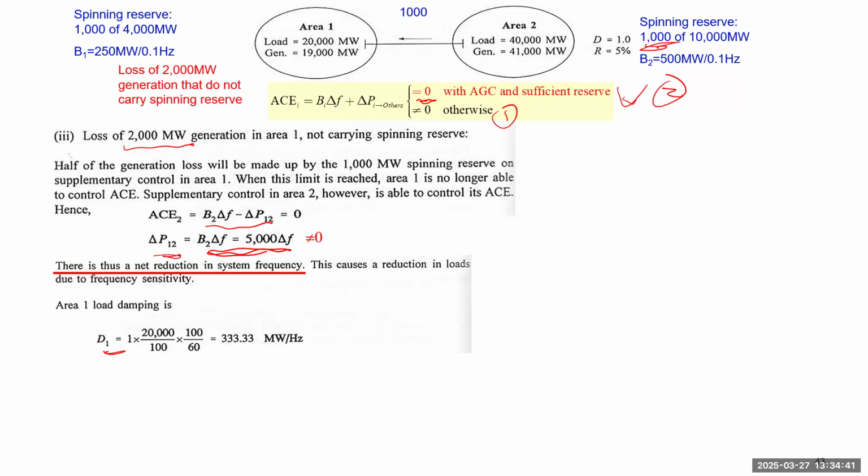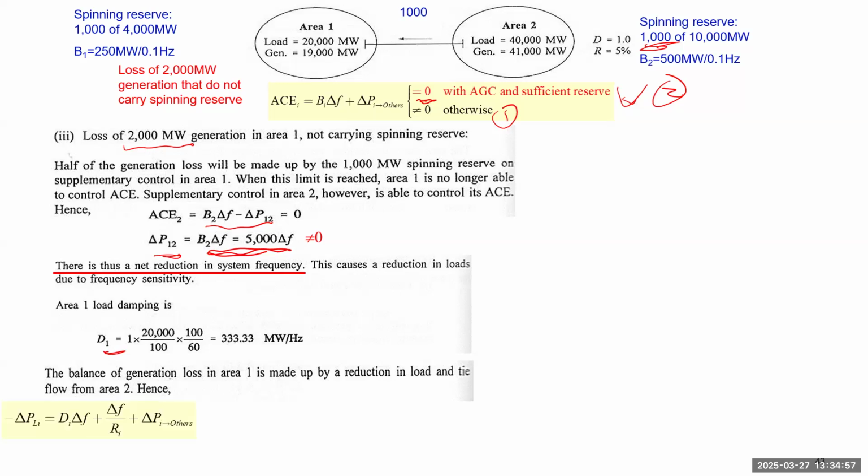So first we calculate, we're going to utilize the D in area 1 to estimate the load change due to the frequency. The balance of the generation loss in area 1 is made up by the reduction in the load and tie line flow from area 2. So here we have this equation. Left-hand side is the total change of the load, and right-hand side is frequency dependent, basically just the delta f multiplied by the beta factor, and also tie line flow change. Because for this case, area 1 will lose the regulation because it doesn't have enough spinning reserve. So this item is not functioning. The governor just stopped there.